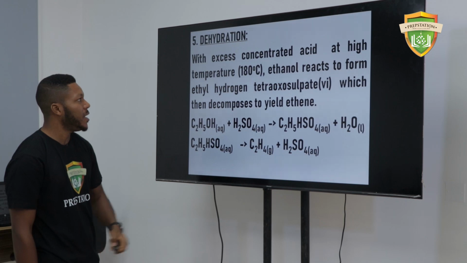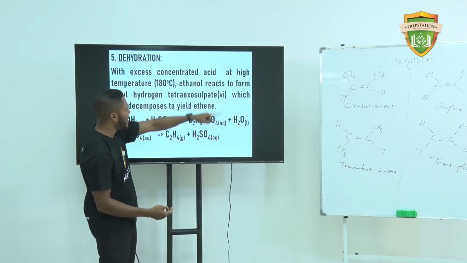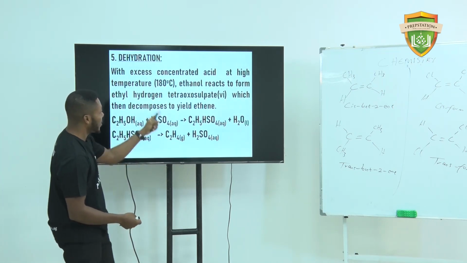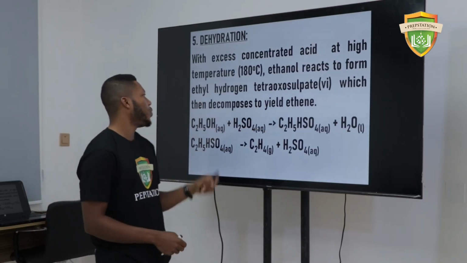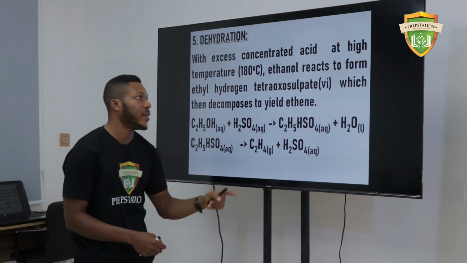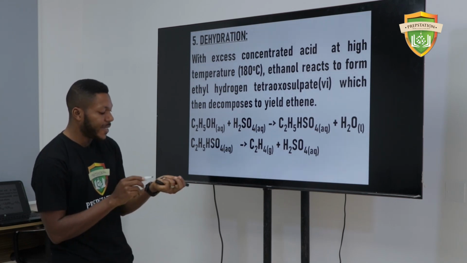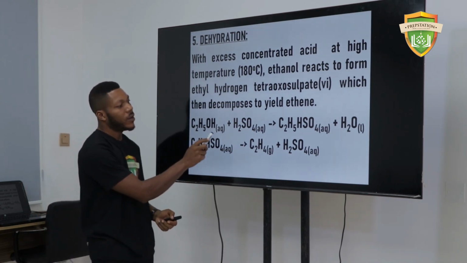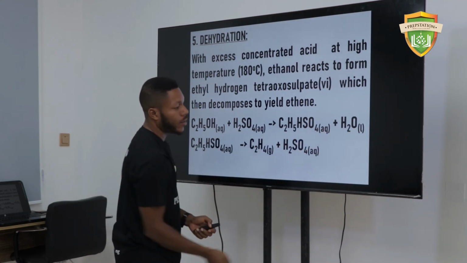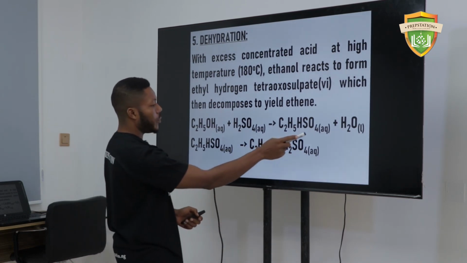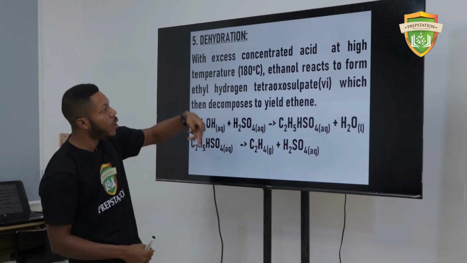All right, dehydration means removal of water from ethanol. With excess concentrated acid at high temperature, ethanol reacts to form ethyl hydrogen tetraoxosulfate 6, which then decomposes to yield ethene. So when ethanol is dehydrated with excess acid, the product is always ethene. Look at the equation very well. Ethanol plus acid gives us ethyl hydrogen sulfate 6 with water as byproduct. Then when this compound decomposes, you give us ethene.